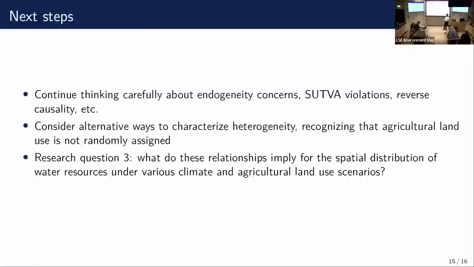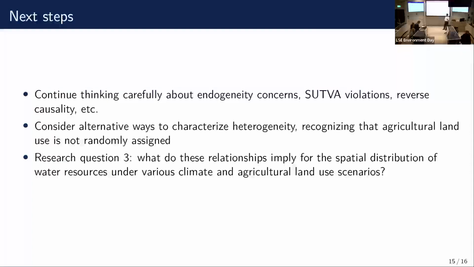First, we want to continue thinking carefully about potential endogeneity concerns. I think in this particular context, SUTVA violations are quite important, as well as recent research by Thomas Braun and Wolfram Schlenker shows that there might be a problem with reverse causality in this context, in the sense that irrigation might actually affect temperature through evapotranspiration. And so we want to think carefully about those things. We've started to incorporate high resolution streamflow data that's globally representative. And I think our next step is to use that as a lever to think more about these types of endogeneity concerns.